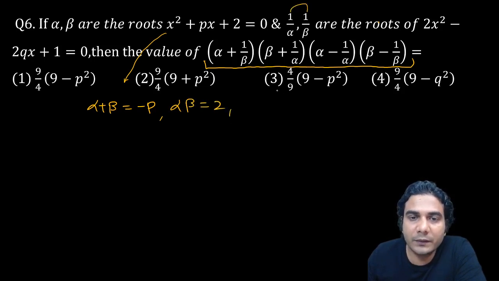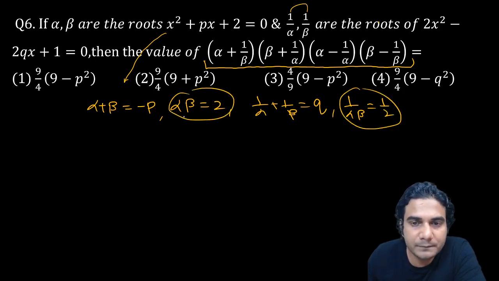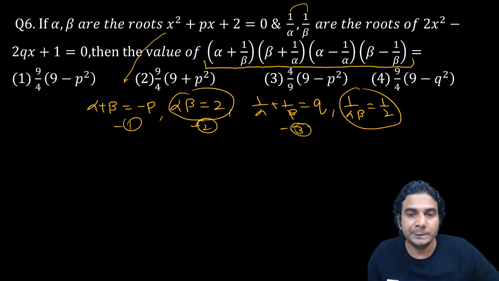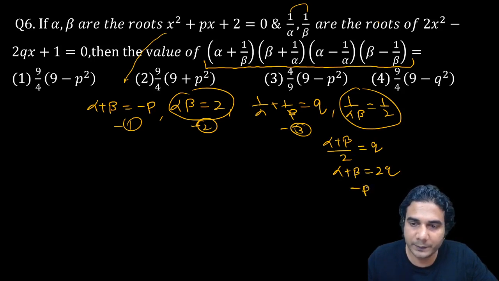From the second equation, 1 upon alpha and 1 upon beta are the roots. So 1 upon alpha plus 1 upon beta is going to be 2q upon 2, so it is going to be q, and 1 upon alpha beta will be 1 upon 2. So yes, these two are basically the same. From first and second, and from first and third, you can relate p and q. See how to relate p and q. This will be alpha plus beta upon alpha beta, which is 2, is equal to q. All right, so alpha plus beta will be 2q, and you can write minus p is equal to 2q.